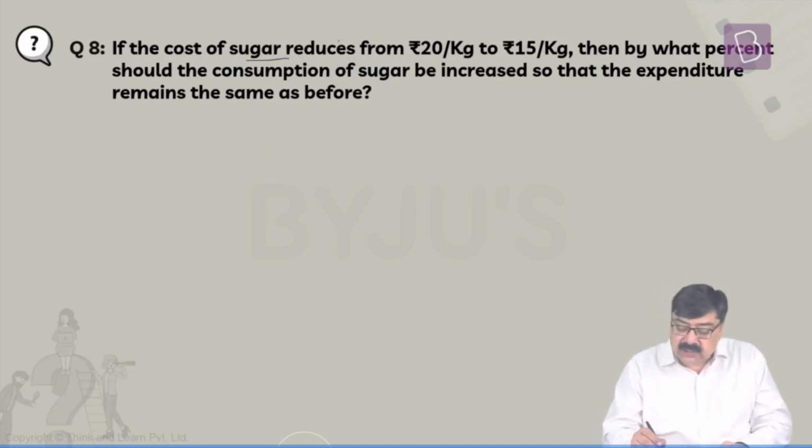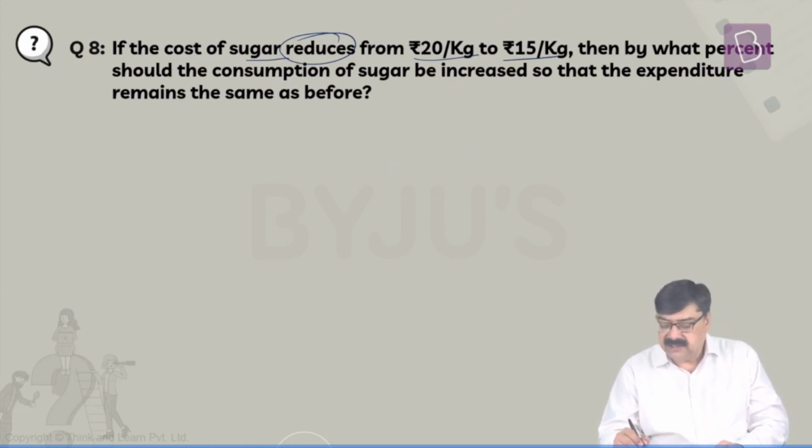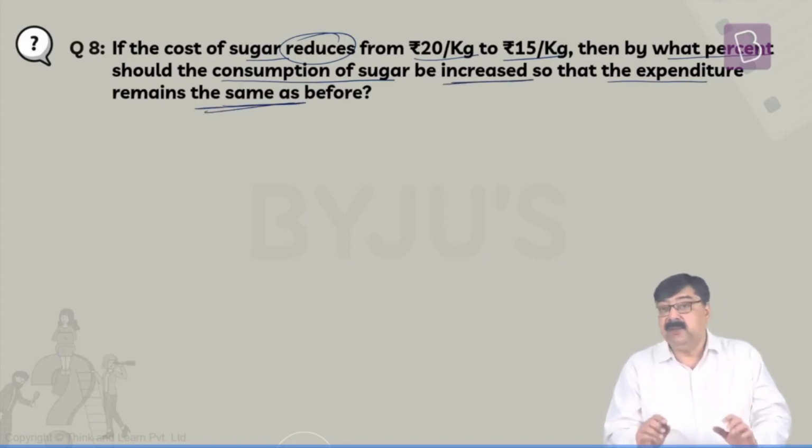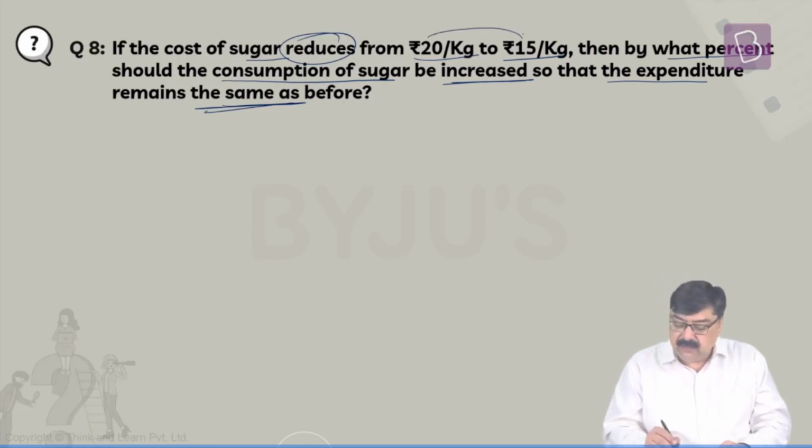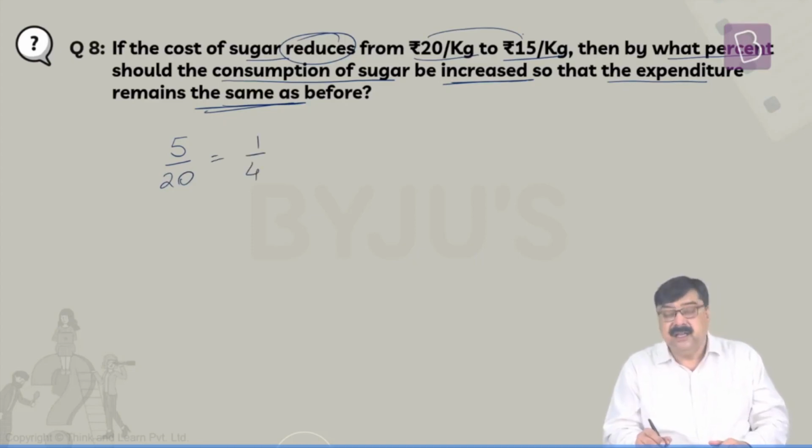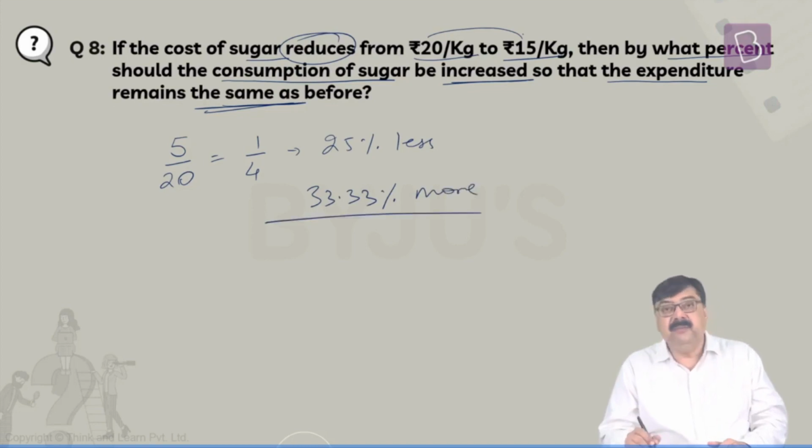The cost of sugar reduces from 20 rupees to 15 rupees per kg. Then by what percent should the consumption of sugar be increased so that the expenditure remains the same? Expenditure is to remain the same. Now 20 to 15, how much is the decrease? 5 rupees. Over how much price? The previous price. Original price was 20. So 5 fours are 20, so it is 25% less. So hence we will increase the consumption by 33.33%.